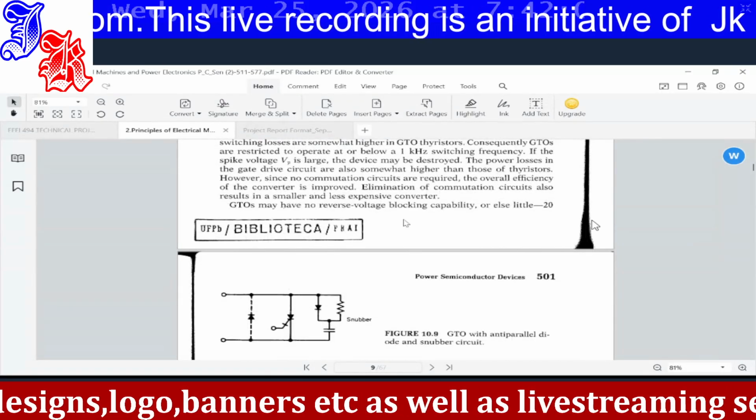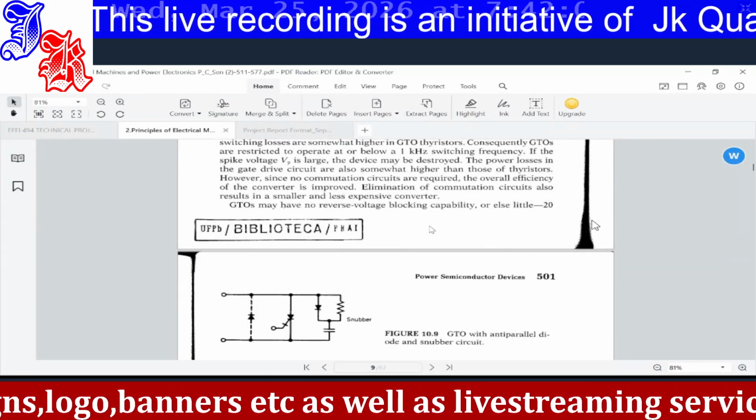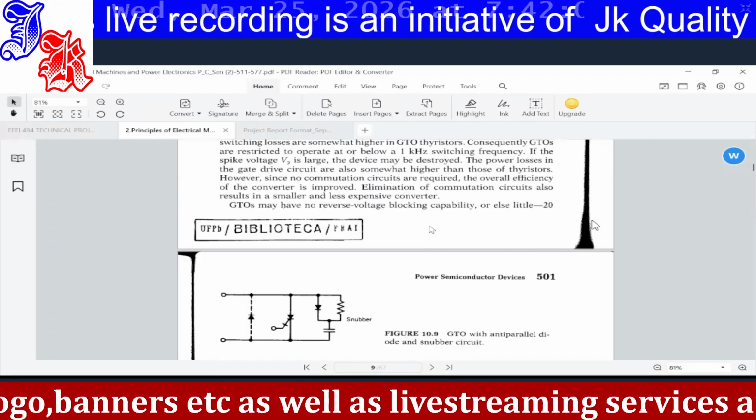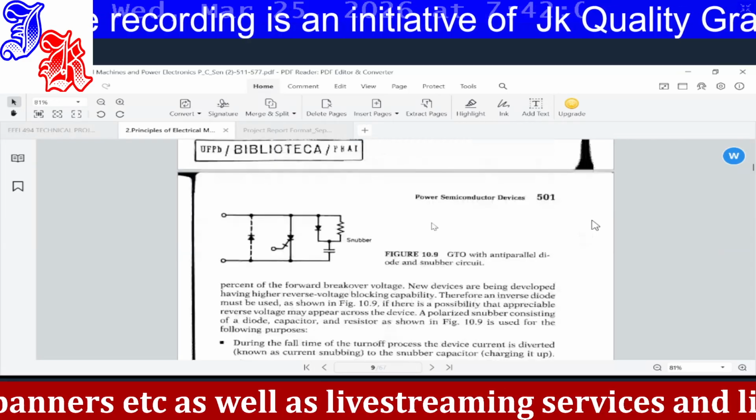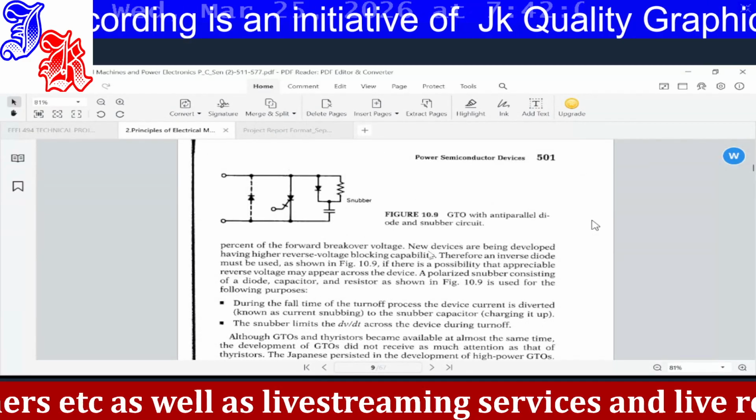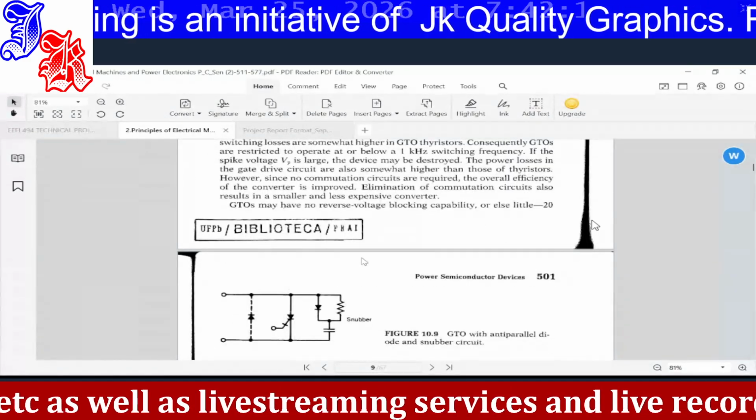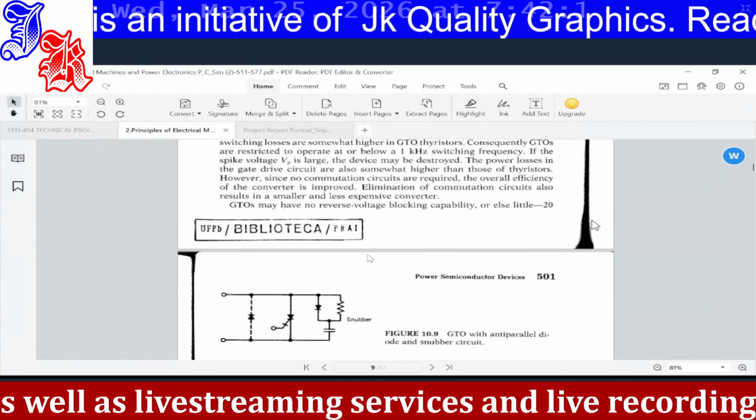Also, the GTO has no reverse voltage blocking capability. Remember the forward voltage that we are talking about, and so we normally bring in a diode to ensure it has that capability.